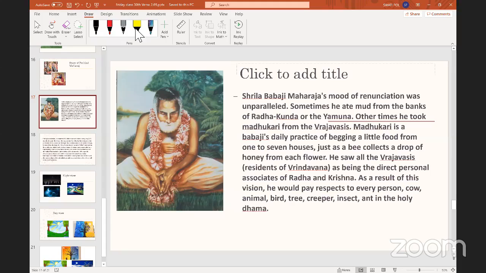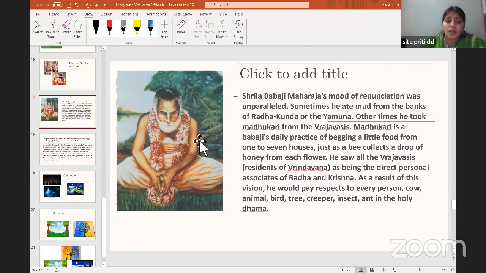Okay, so there's one more example which we are going to do, about Srila Babaji Maharaj. He was in Vrindavan. So I'm going to read this for you so that it becomes easy for Ojasvi. Are you there? Okay, Ojasvi is not there. Mukund, can you read this for us?